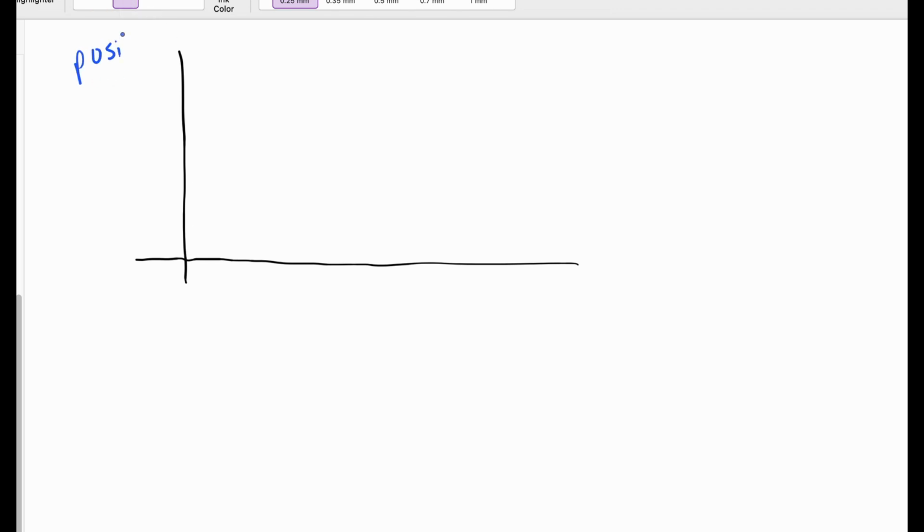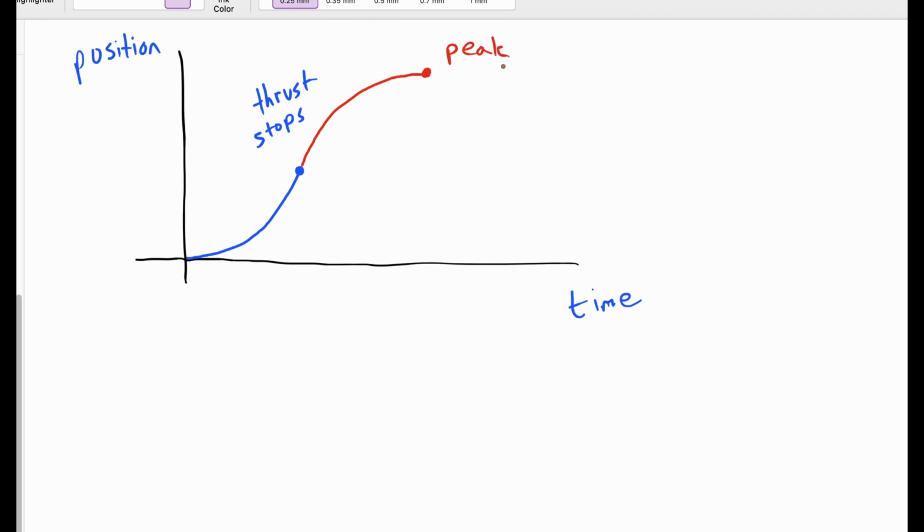If we do position versus time, a rocket will accelerate in the upward direction, reaching a maximum speed. Then the thrust stops. And at that point, it should go on to make this trajectory where it finally reaches the peak. And then it would come down in a parabolic fashion until hitting the ground.